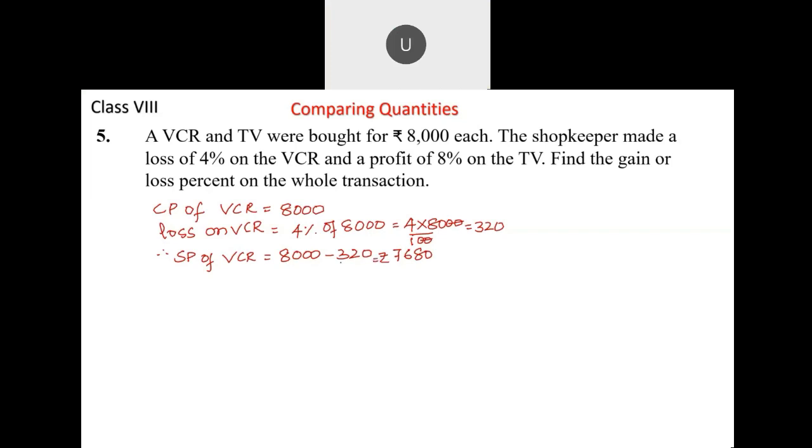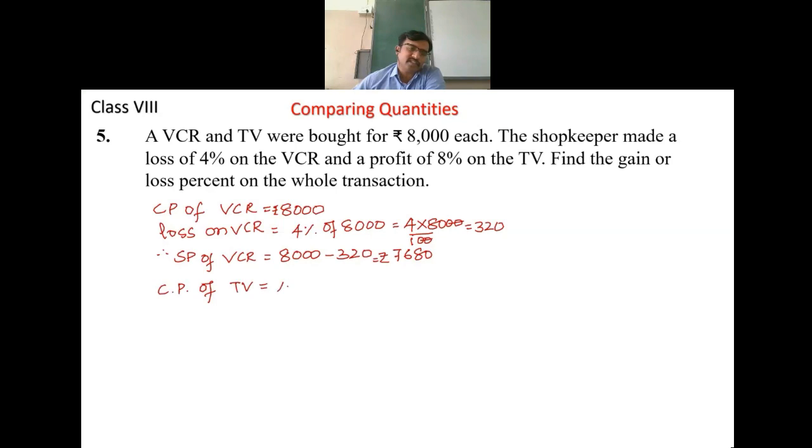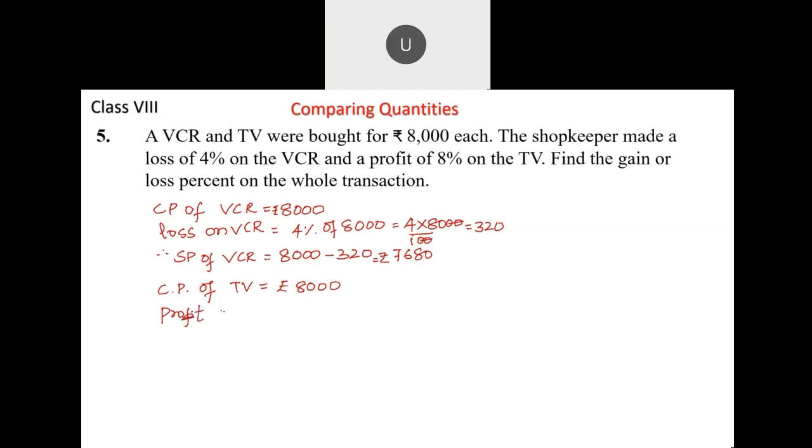7680 is the cost price of the other item. Similarly, we will find the selling price of the TV. For that, the CP of the TV is known. The CP of the TV is the same, rupees 8,000, and we will find the profit on the TV. 8% of 8,000.